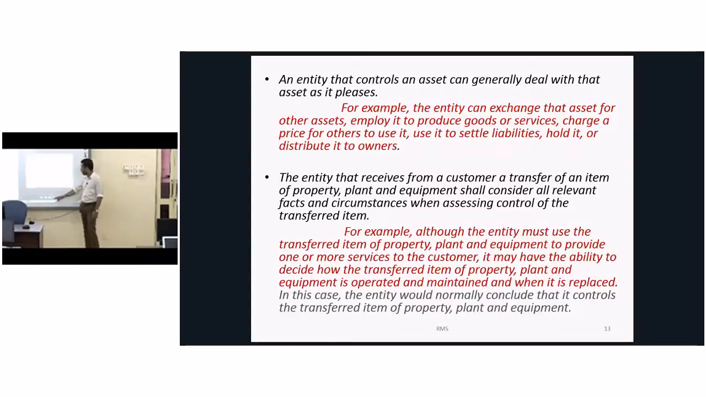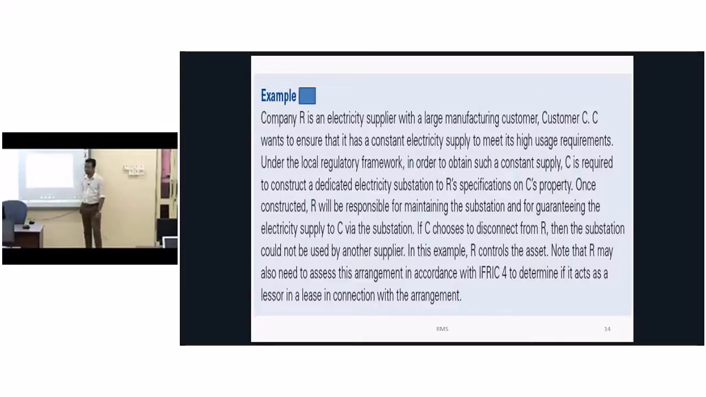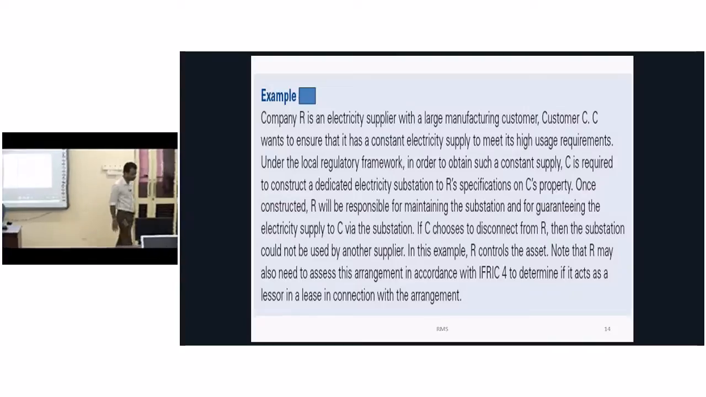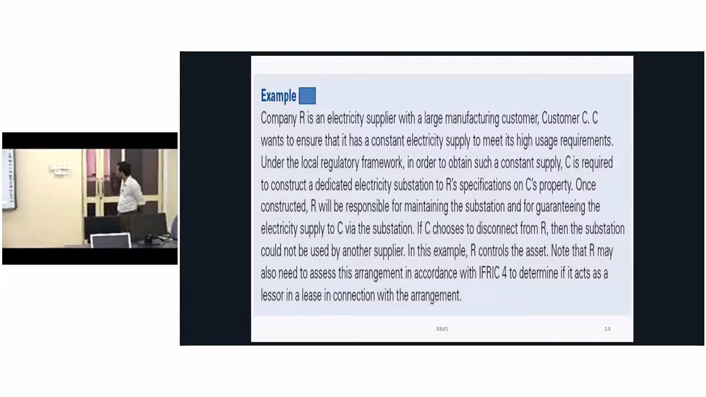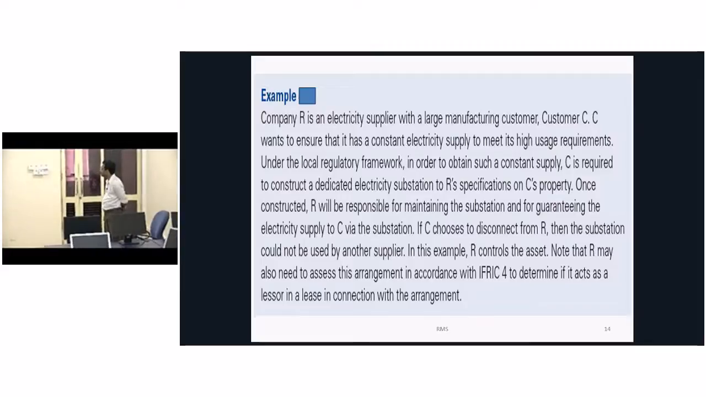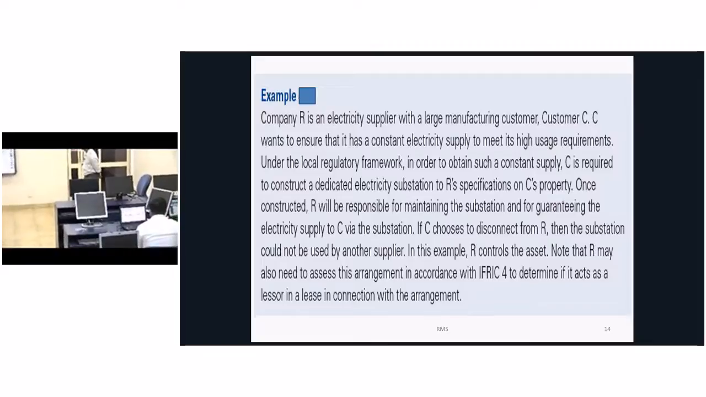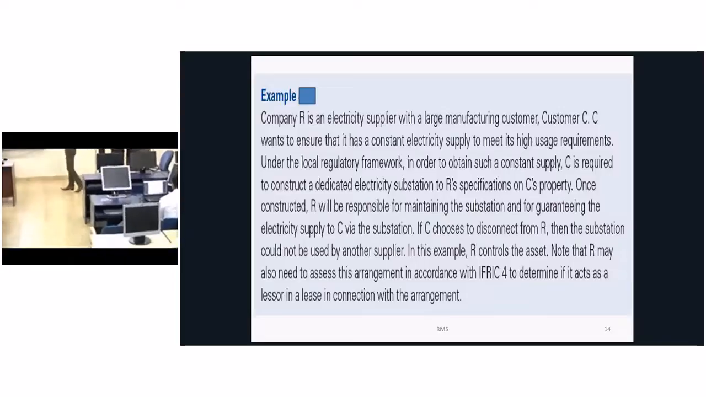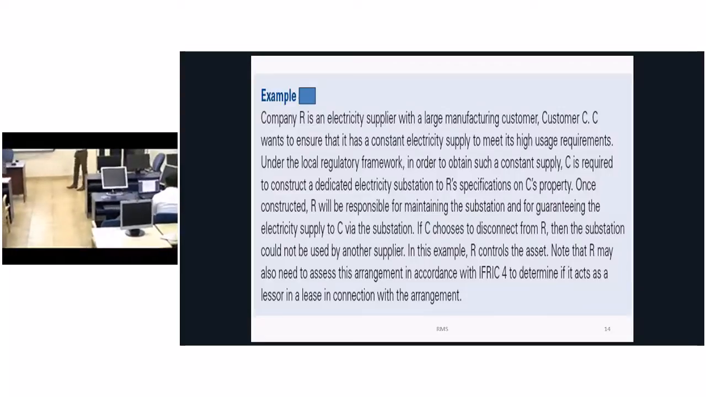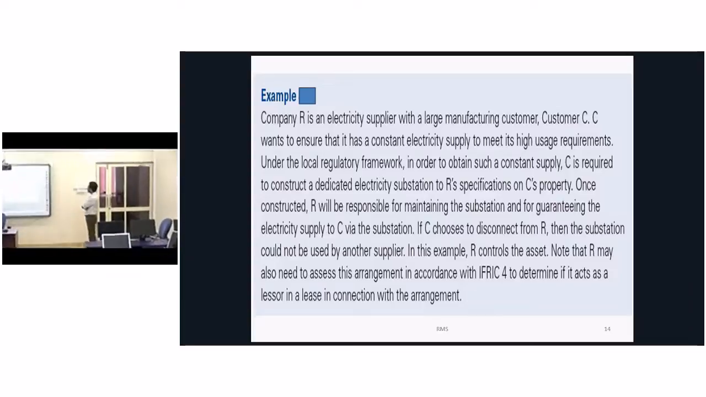Yeah, same thing I explained. Controllability, all these conditions they are talking about. Look at this example. Company R is an electricity supplier with a large manufacturing customer. Customer C wants to ensure that it has constant electricity supply to meet its high usage requirements. Under the local regulatory framework, in order to obtain such constant supply, C is required to construct a dedicated electricity substation and a transformer, to R's specification, on C's property.